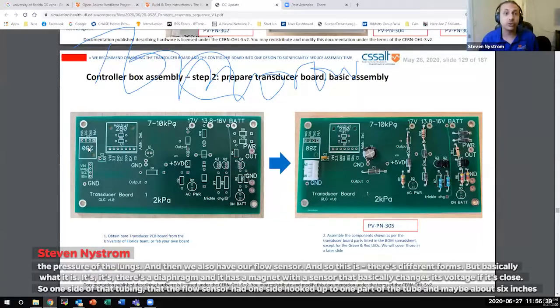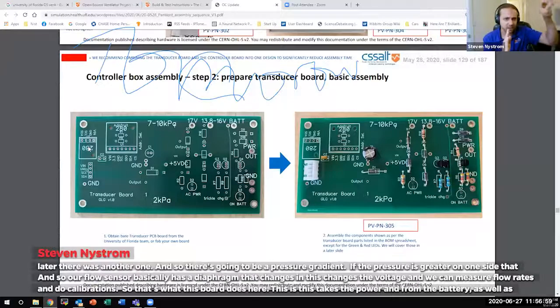And then we also have our flow sensor. There's different forms, but basically there's a diaphragm, and it has a magnet with a sensor that basically changes its voltage if it's closed. So one side of that tubing, the flow sensor had one side hooked up to one part of the tube, and maybe about 6 inches later, there was another one. And so there's gonna be a pressure gradient. If the pressure is greater on one side, that pushes that diaphragm closer, that magnet gets closer to that sensor, the voltage goes up. If the pressure on this side increases, it does that. And so our flow sensor basically has a diaphragm that changes, and this changes the voltage, and we can measure flow rates and do calibrations. So that's what this board does here.